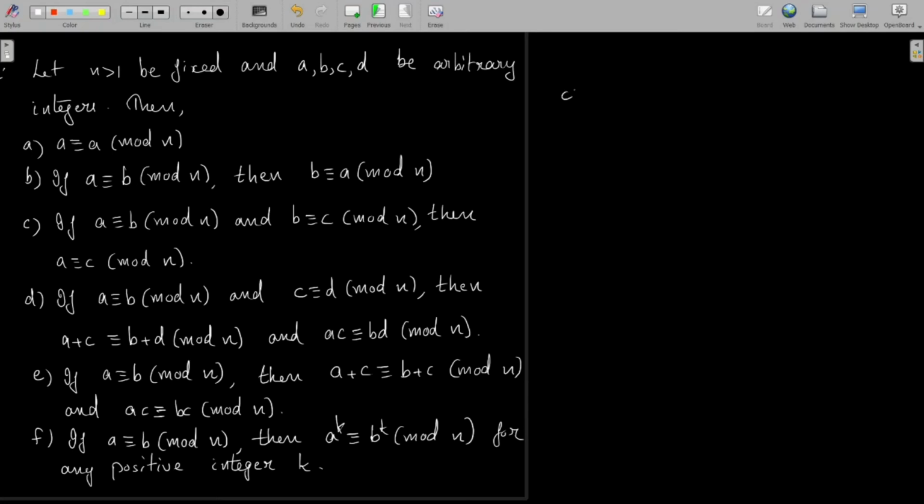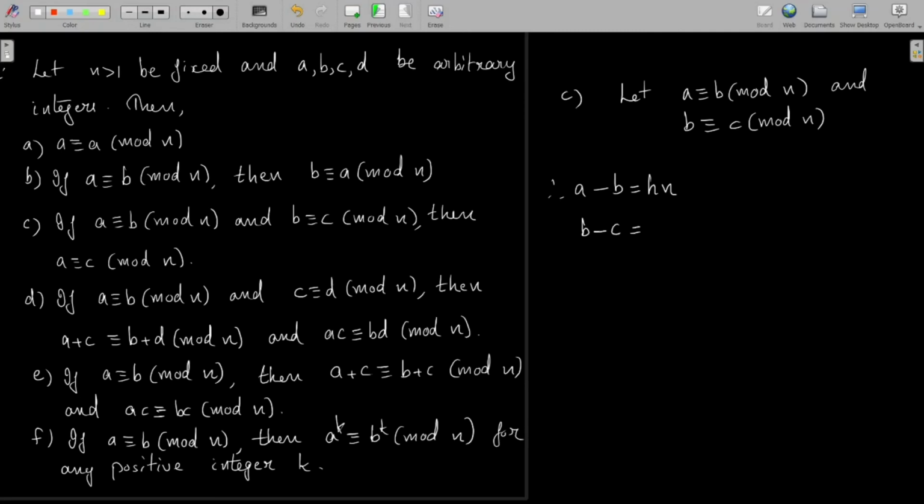Now let us go to the next result. Here it is given that a is congruent to b mod n and b is congruent to c mod n, and we have to show that a is congruent to c mod n. So we assume that a is congruent to b mod n and b is congruent to c mod n. So we can write a minus b equal to a multiple of n. So let a minus b equal to some h into n, where h is an integer. And also b minus c is a multiple of n. So let b minus c equal to some k into n. Here h, k are integers.